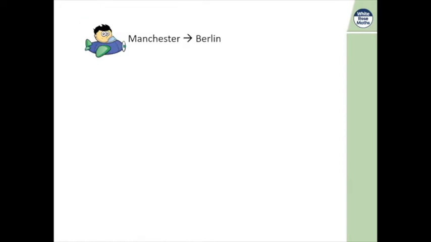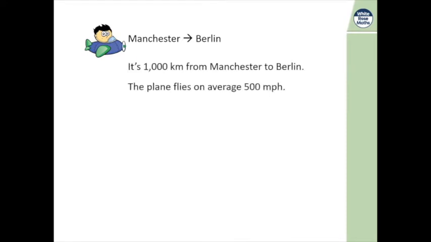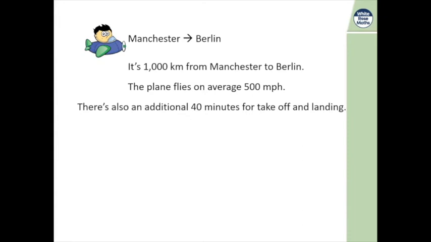Now it's your turn. Jack is flying from Manchester to Berlin. We're told it's 1,000 kilometres in distance. The plane flies on average 500 miles per hour. Again, there's an additional 40 minutes for takeoff and landing. Can you work out the length of the flight? Pause the video and have a go. How did you get on?